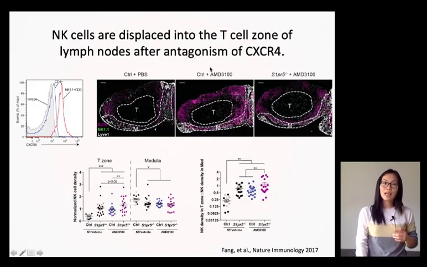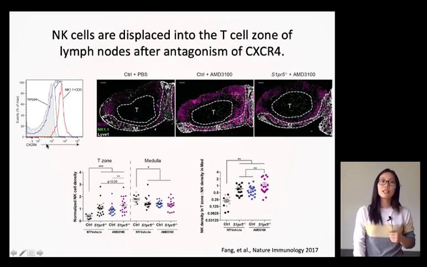First, we verified that lymph node NK cells expressed high levels of CXCR4 by flow cytometry. CXCR4 expression here is on the x-axis, and you can see that NK cells stain much more brightly for CXCR4 than the CD4 cells within the same lymph node. So we treated mice with a drug called AMD 3100. It's a CXCR4 specific antagonist.